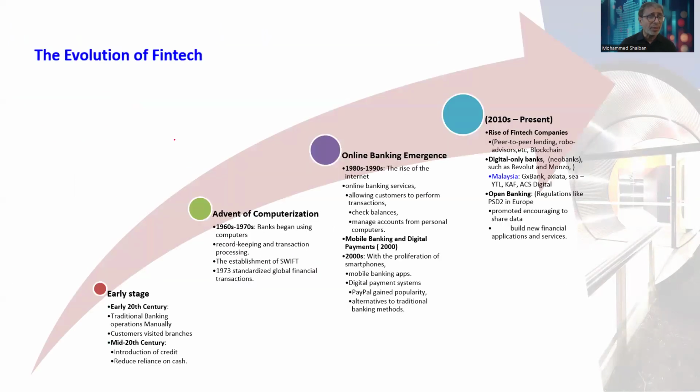Now, this comes to the next point, which is the evolution of FinTech. Sorry, there was the early stage, which is the earlier 20th century. There was traditional banking. Traditional banking, as we know, you just go to the branch, you withdraw with a check, you deposit money, and everything was physical. That was what we knew in banking since it started 600 years ago. So the customers had to visit branches. But then in the mid 20th century, they introduced credit cards. Credit cards were a big innovation in banking, and they continue to work until now. And this actually reduced the reliance on cash.